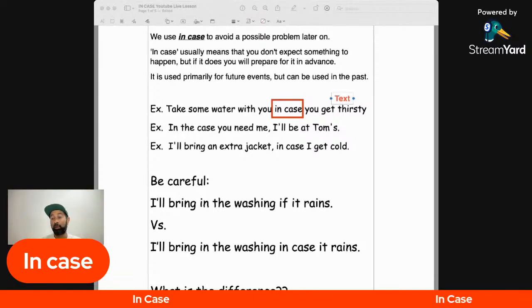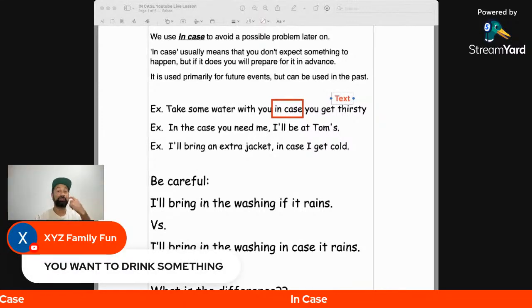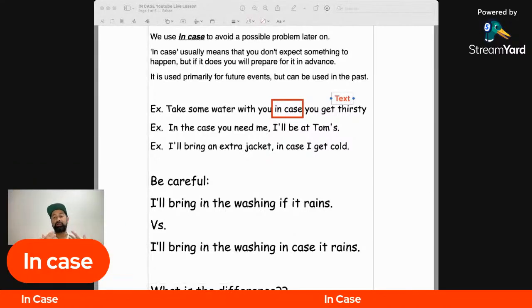And again, I'm always going to give you time to comment. I know a lot of people are using their smartphones, so it takes time to type. So XYZ answers, you want to drink something. That is correct. That's perfect. So thirsty means you want to drink something.